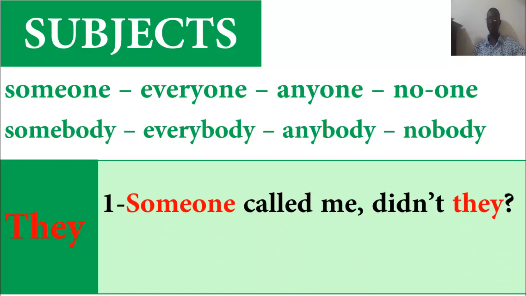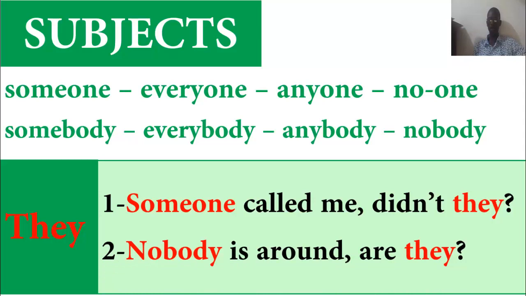Someone called me, didn't they? Pourquoi they? Parce qu'on ne peut pas dire didn't he ou bien didn't she, parce qu'on ne sait pas celui qui appelle. Quelqu'un m'a appelé. Ce quelqu'un-là, c'est qui? Is it a person? Is it a man or a woman? We don't know. So we use they. Okay?